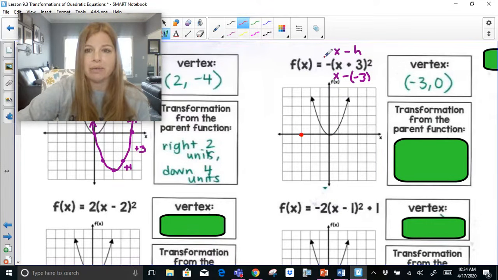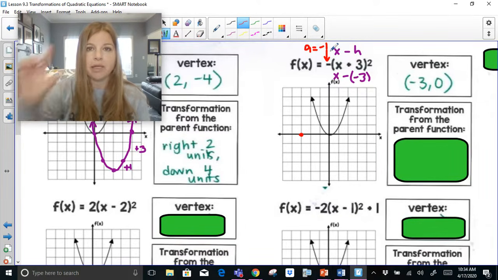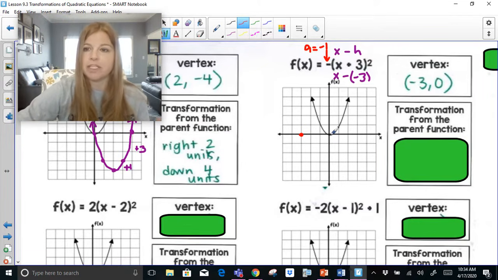But my a value, guys, my a value here is a negative 1. And we learned that a negative a value means that it's going to be a reflection vertically. So not only does this graph get shifted 3 units to the left, but it also gets flipped. So instead of going to the right 1 and up 1, I would go to the right 1 and down 1, to the left and down 1. Okay, and then instead of going up 3, it would be to the left and then down 3, to the right and then down 3.